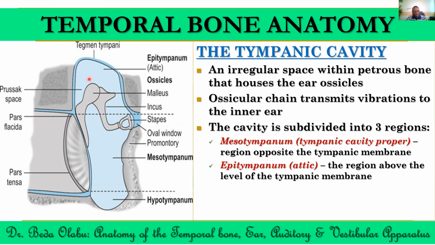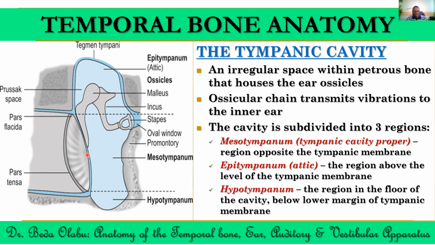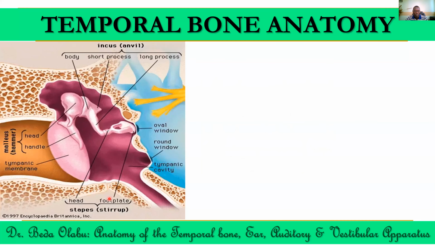Then you have the epitympanum, this region here, the region above the level of the superior margin of the eardrum. And then we have the hypotympanum. This is the region below the level of the inferior margin of the eardrum. So we have the epitympanum, the mesotympanum, and the hypotympanum. Let's begin with the epitympanum.